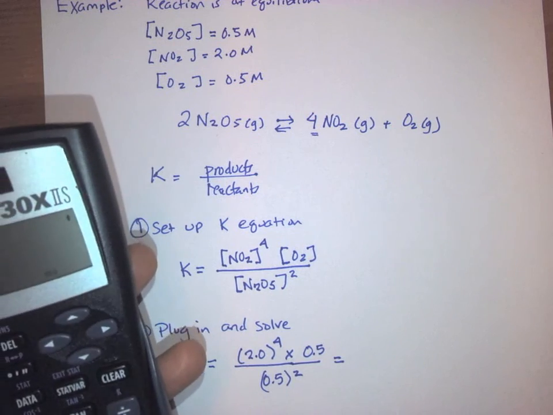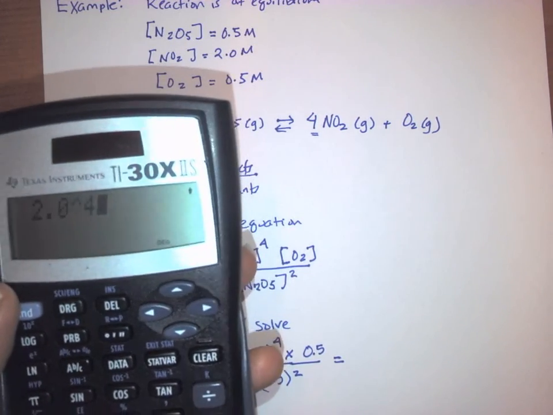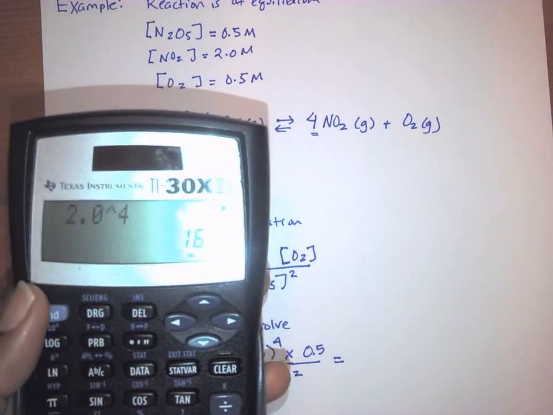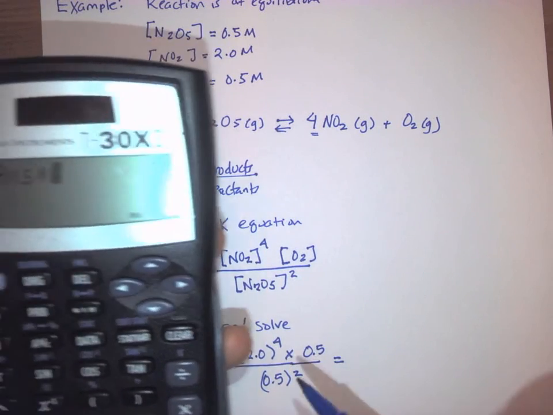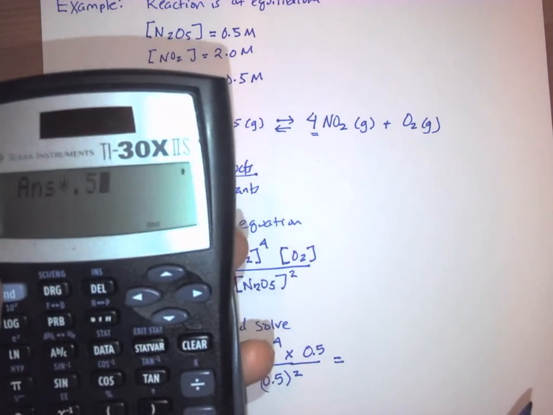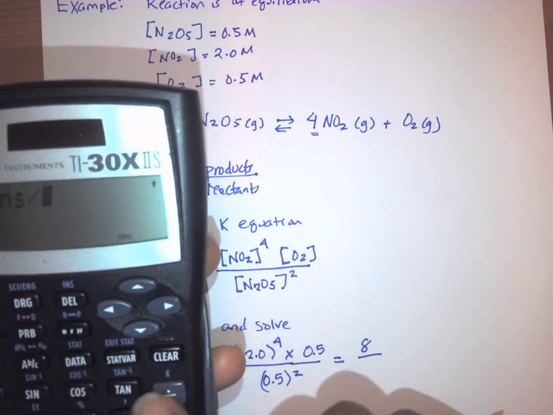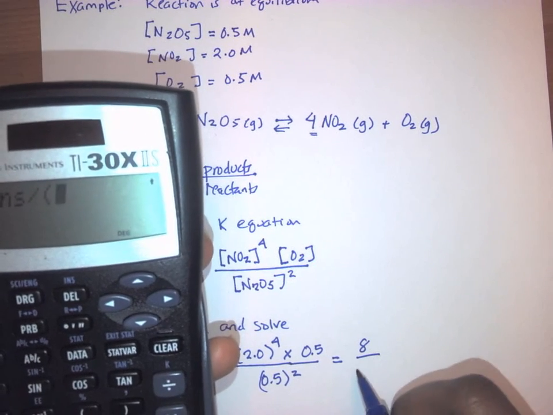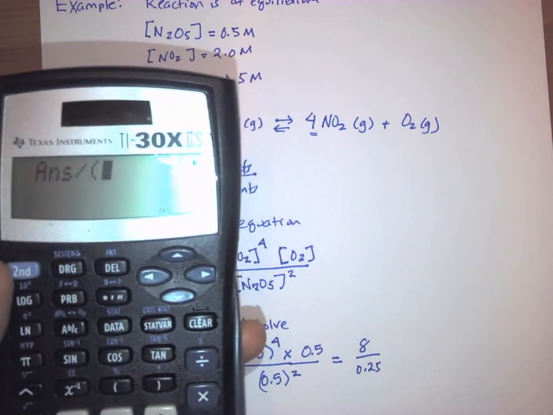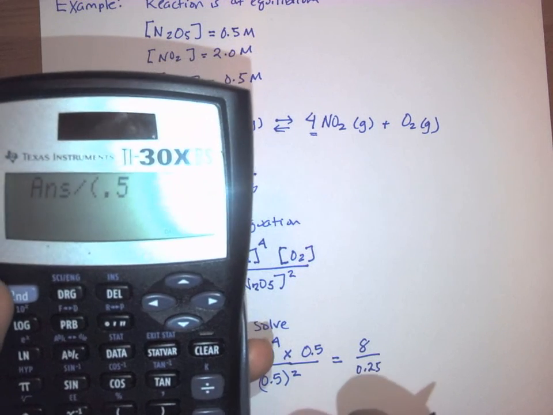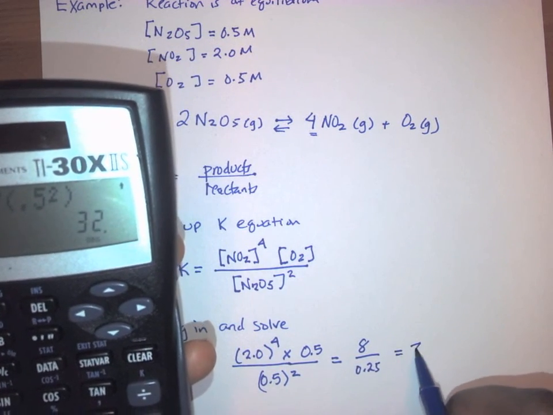Okay, so 2.0, I'm going to raise that to the fourth power, get my value, that's 16. And then I'm going to multiply that by 0.5, and that's my numerator done. So I have 8 in the numerator. And then the denominator is going to be 0.5 squared. Now 0.5 squared I know is 0.25. And in the calculator I'm just going to put that in. My answer, 8 divided by 0.5 squared. And then I get my K value of 32.